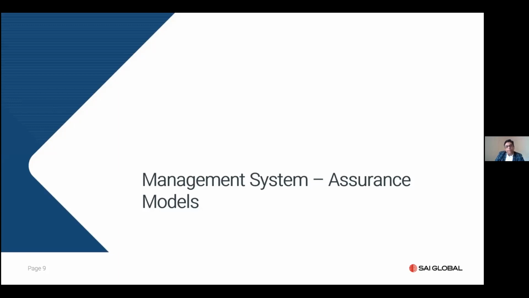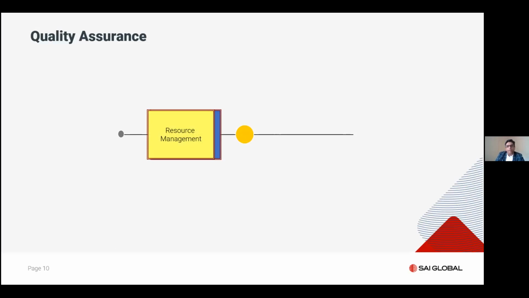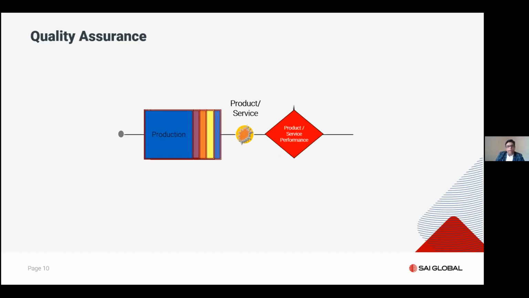Now, a little bit more from the basics. What is quality assurance? Every organization will have processes such as resource management, engineering, procurement, and production. All of them will have an output that is a service or a product. We measure that output against a standard or a specification, and if it's all good, it goes to our customers. If something is not right, we rework it.